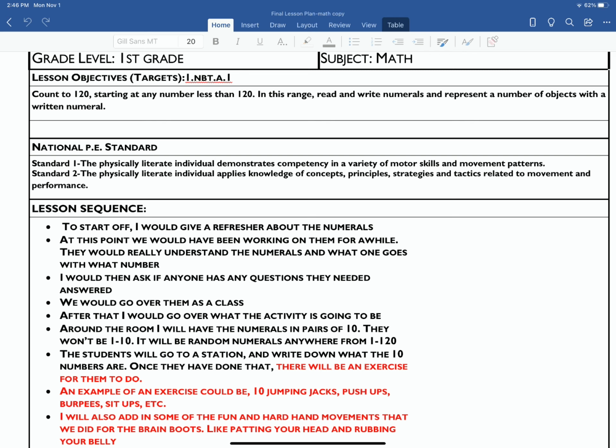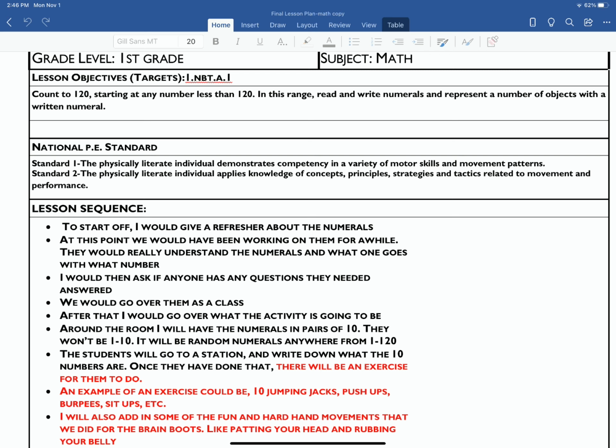Once they've done that, there will also be an exercise for them to do. For example, an exercise could be 10 jumping jacks, push-ups, burpees, sit-ups, et cetera. I chose 10 because there's only 10 at each station, and since we were going from anywhere from 1 to 120, I didn't think it was fair to have them do 120 jumping jacks, you know what I mean? So I just thought 10 was a good number.